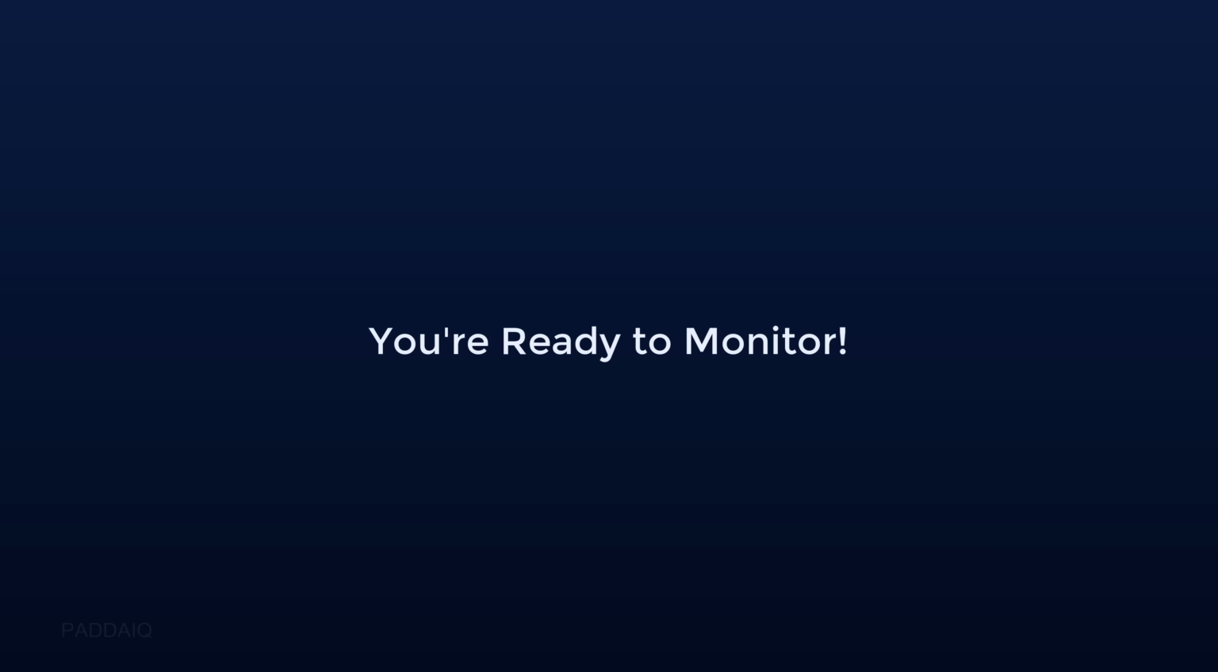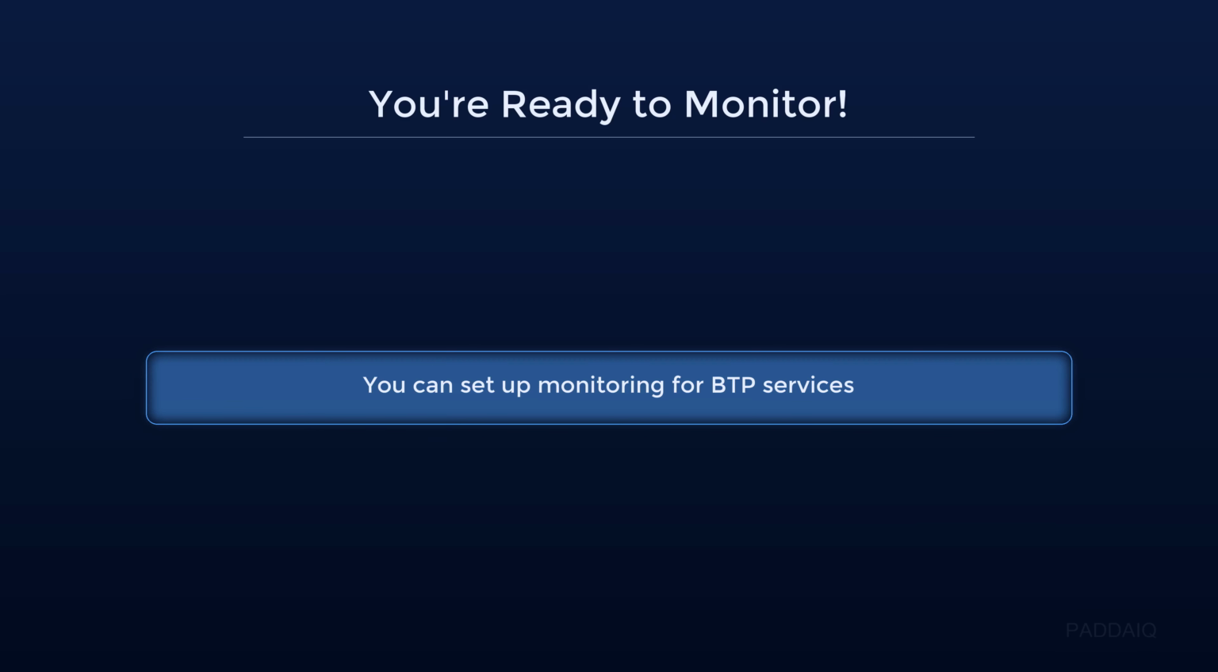You are ready to monitor your applications. You can set up monitoring for BTP services. This means configuring tools to automatically watch your applications and data for issues like downtime or slow performance. For example, monitor an e-commerce app to ensure it stays online during a holiday sale. This proactive approach helps you maintain reliable and responsive services for your users.